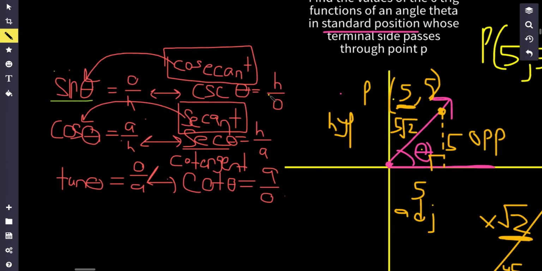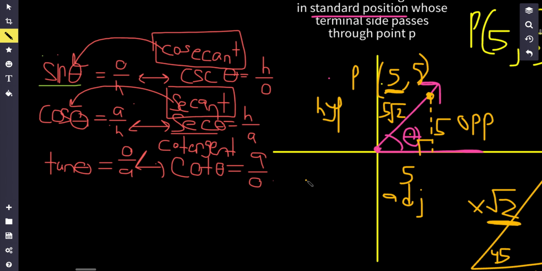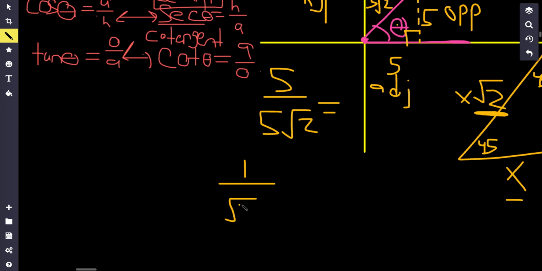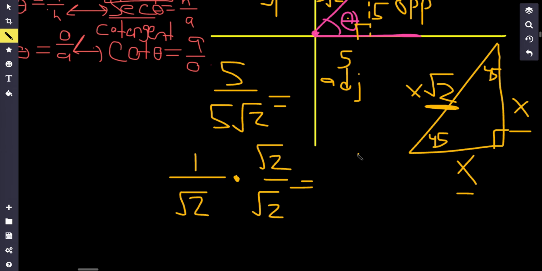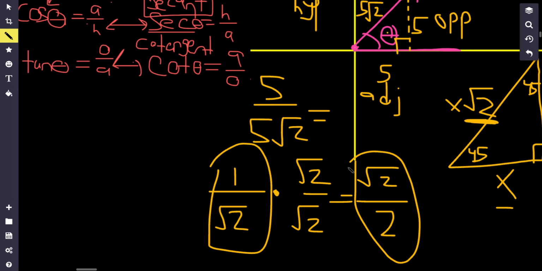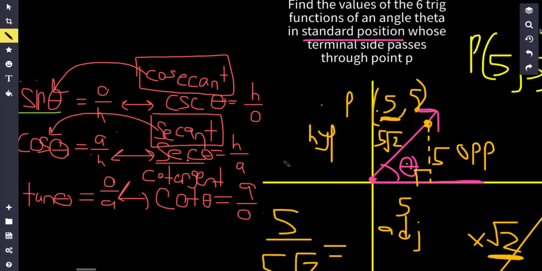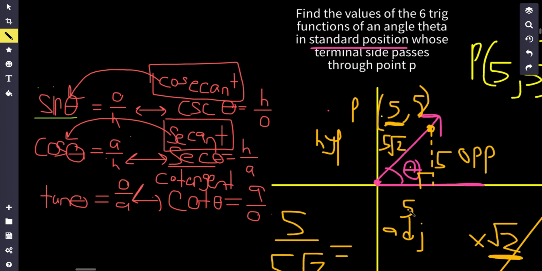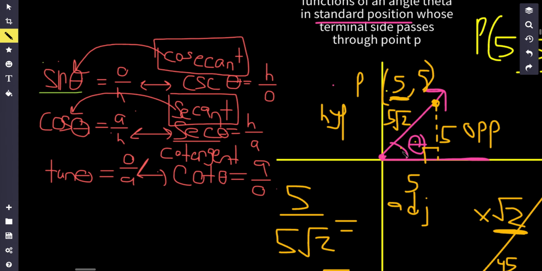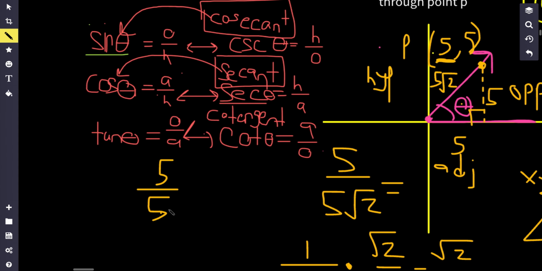So now we are just going to do some math. Sine is opposite over hypotenuse, that's 5 over 5 radical 2, which equals 1 over radical 2, or we can multiply the top and bottom by radical 2 to rationalize the denominator, so we get radical 2 over 2. We're multiplying the top and bottom by the same number, so this is still equal to this. Cosine is adjacent over hypotenuse, which is 5 over 5 radical 2, which leads us to the same answer. Tangent is opposite over adjacent, so 5 over 5 is just 1.